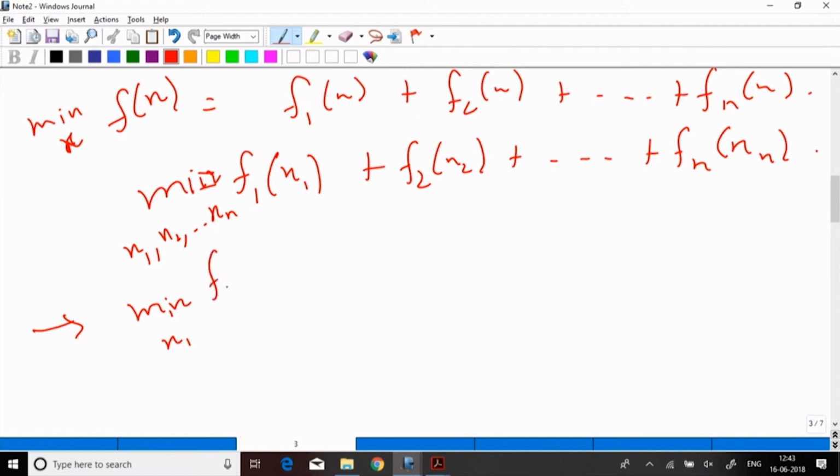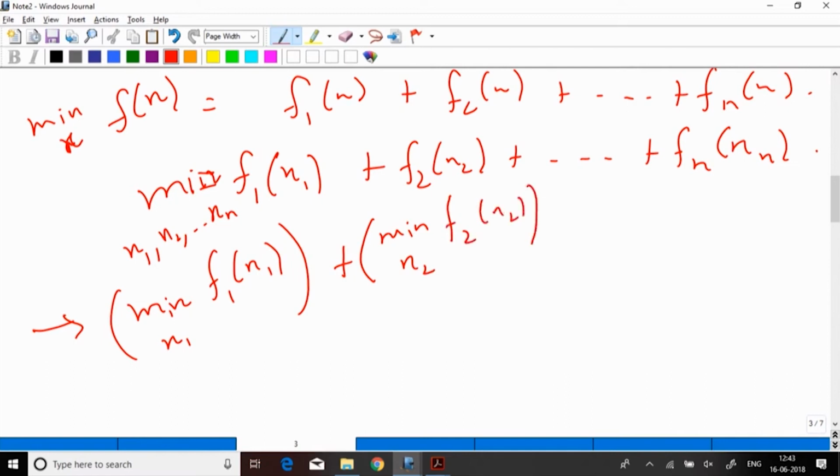Can I say that the solution to this problem is the same as minimum over x1 of f1 of x1, plus minimum over x2, plus... can I say this? Why? Because the other things are not dependent. Okay. What is the problem? Is this logic clear? I am just telling this without going into all the details of the maths.